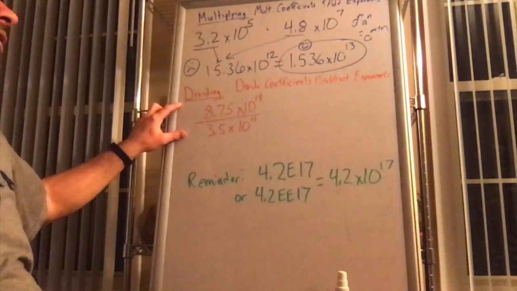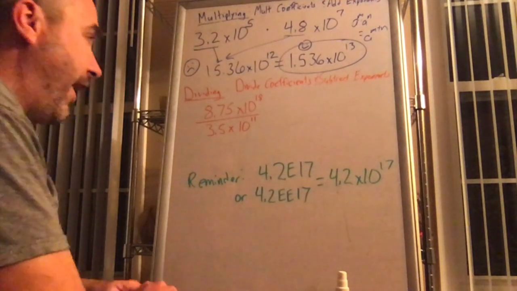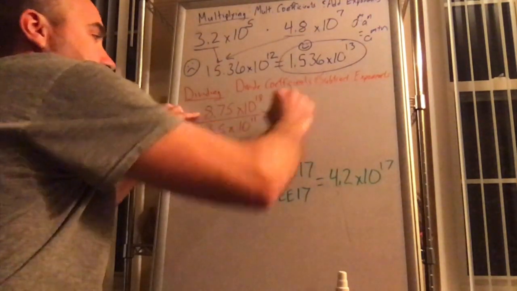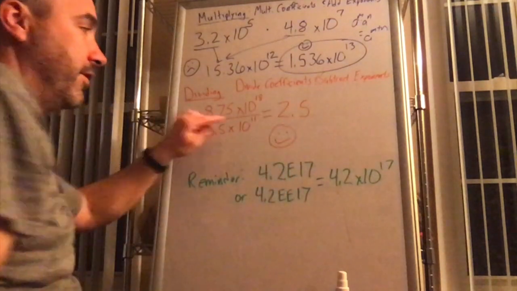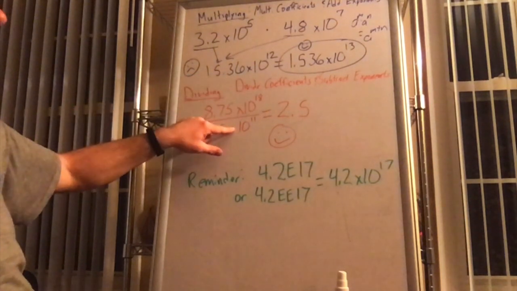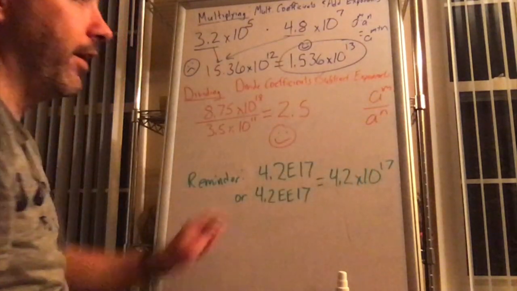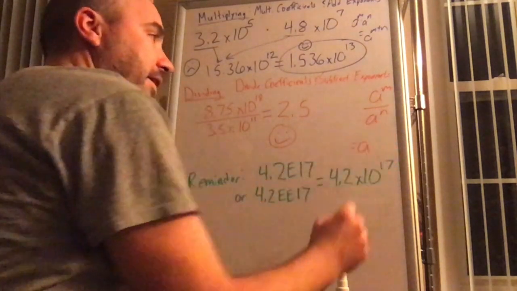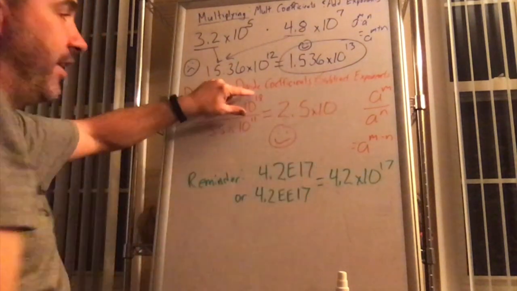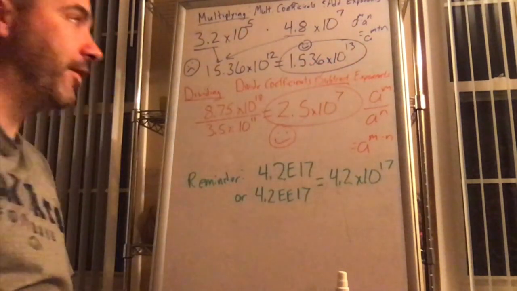All right. Dividing is very, very similar. Very first thing we're going to do is divide those coefficients. So if I take 8.75 divided by 3.5, I get 2.5. All right, and that makes us happy because he's between 1 and 10. And then we subtract the exponents, 10 to the 18th divided by 10 to the 11th. Once again, we have that property. If we had a to the m over a to the n, we subtract those exponents. It would equal, same base, a to the m minus n. So we're going to keep that 10 and just take 18 minus 11 and get 7. So this one would end up being 2.5 times 10 to the 7th.